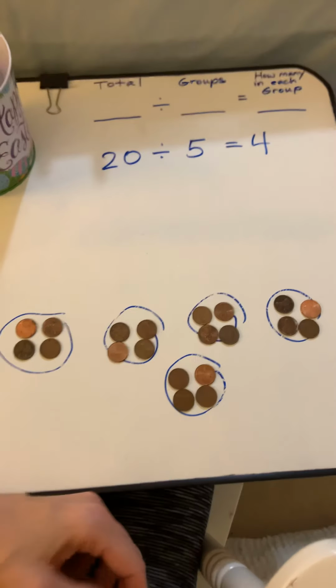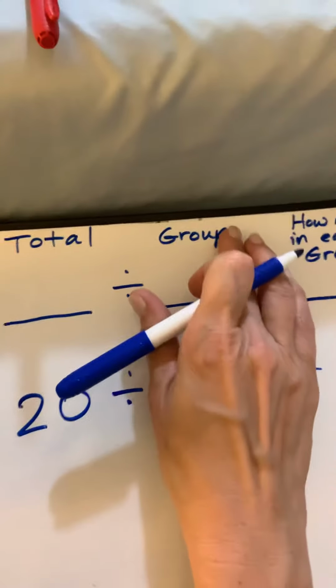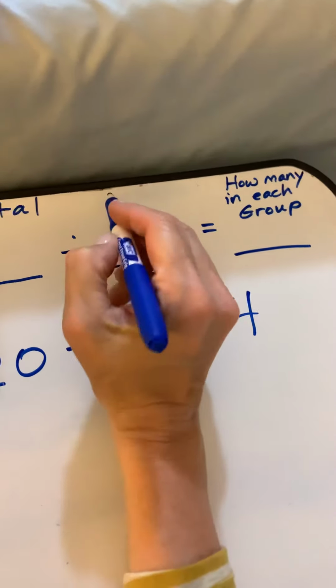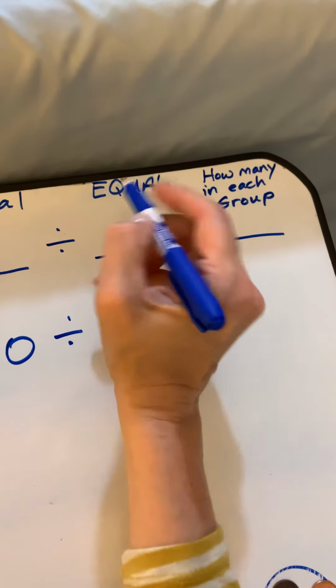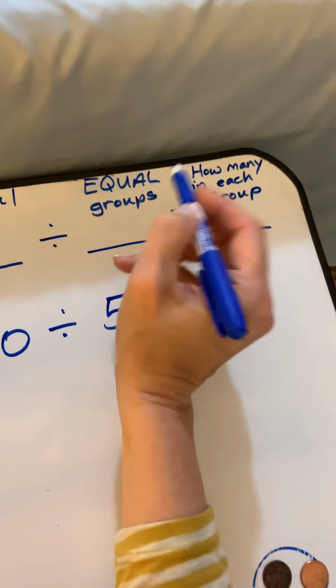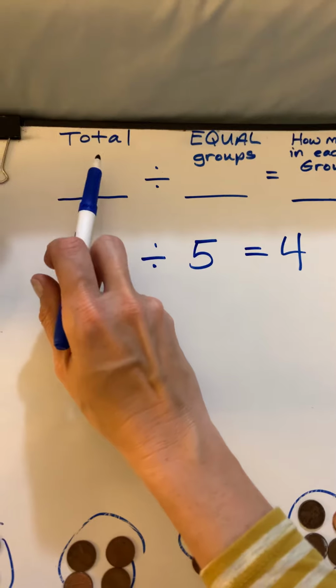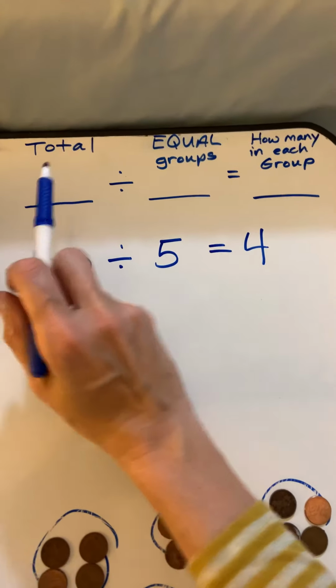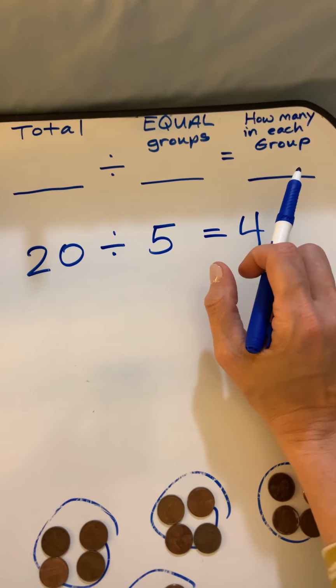Okay, so let's always remember equal groups. So my big number goes first. That's my total number of items. This is how many equal groups I want them to go into, and then this is how many are going to go in each one.